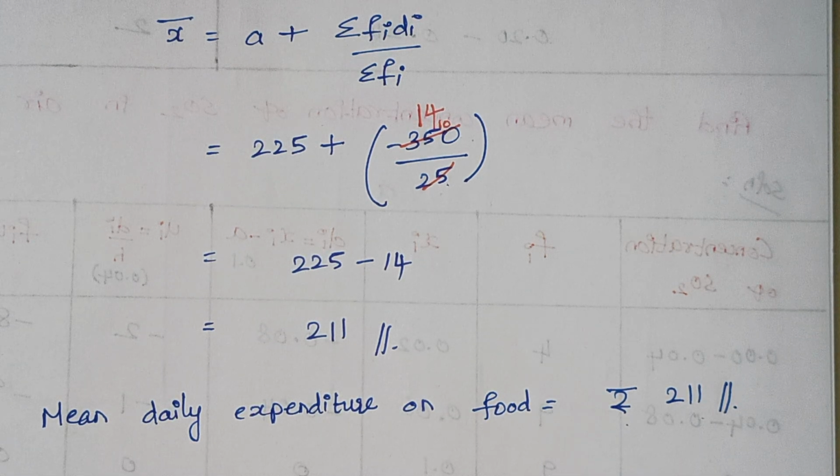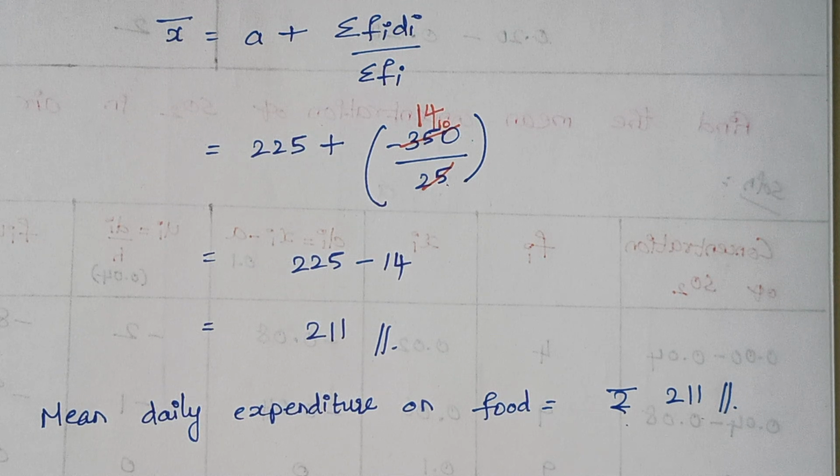So here in this concept, based on this problem, we found that both the final answers remain the same. So whenever you are asked to solve a problem by selecting your own method, you can use any method you wish. If it is given in the form of intervals, there is no rule that we should always go by step deviation method or assumed mean method.